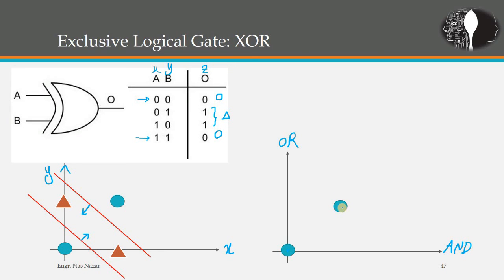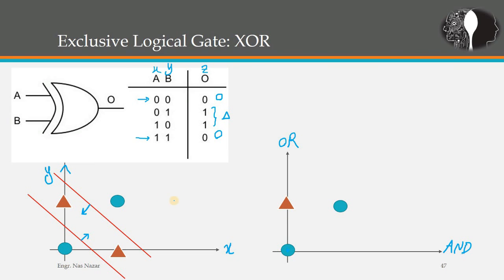Whenever both are 1, the output would be 1. It's the same for OR and it's the same for AND. And whenever we have the inputs 0 and 1, and 1 and 0, the OR of them would be 1 and the AND of them in both cases would be 0. So both of them are gonna reflect on this point, which I showed with a triangle.